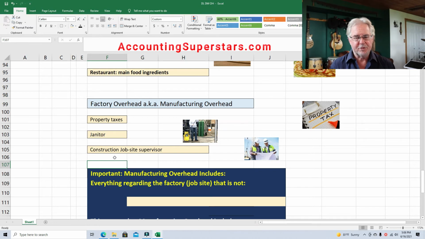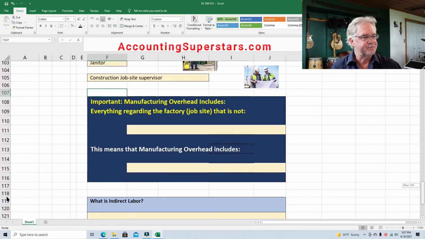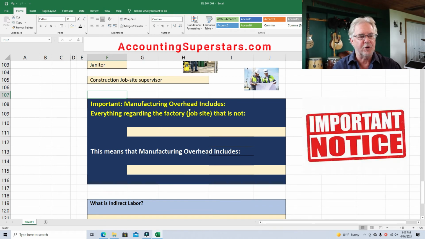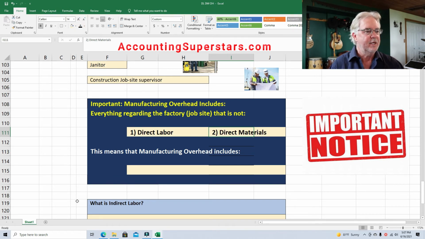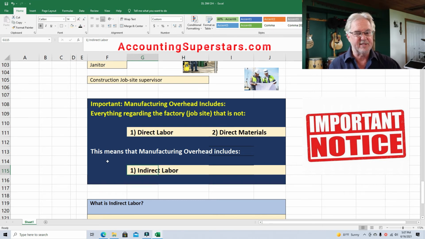You see, there's a lot of people that work in the location of where the product is being built, but they're not actually building the boat. So we would consider them part of the overhead. Now, here's a distinction here. Important, manufacturing overhead includes everything regarding the factory or job site that is not, number one, direct labor, or number two, direct materials. We already said that. So what this means is that manufacturing overhead includes things like indirect labor.